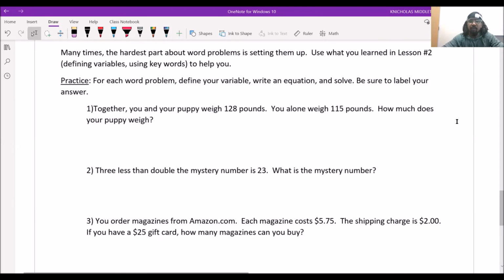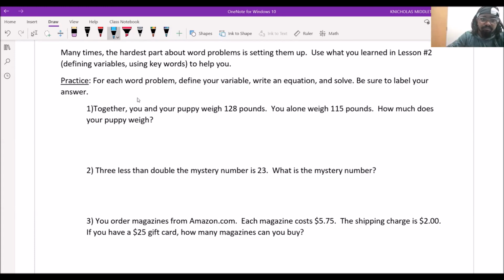Many times the hardest part about word problems is setting them up. We're going to look at some word problems here. Use what you learned in lesson 2 to help you. For each word problem, define your variable, write an equation, and solve. Be sure to label your answer. Again, labeling here will help you to make sense of your answer.